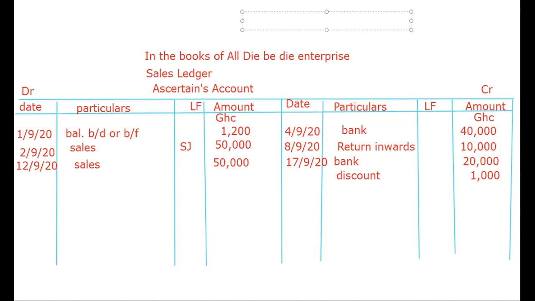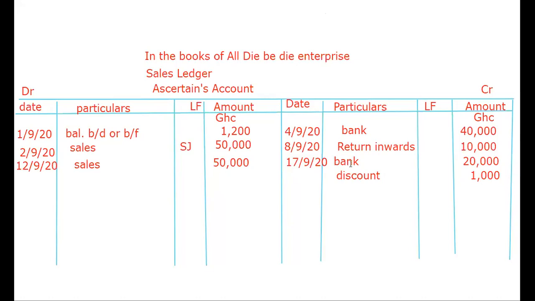Madam, thank you, madam. Where would the discount account be? Will it be a general ledger account or a personal account? A general ledger account. Yes. So where would you record this discount? Debit or credit? Debit. Why? Because you have recorded it at the credit side of Ascertain, and so it is discount allowed.